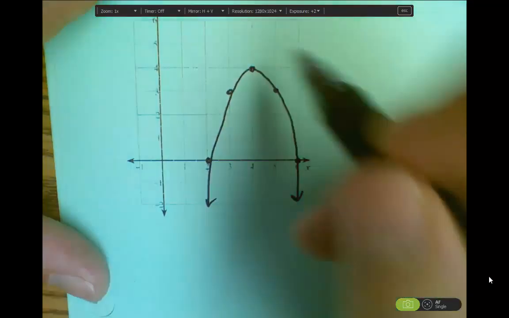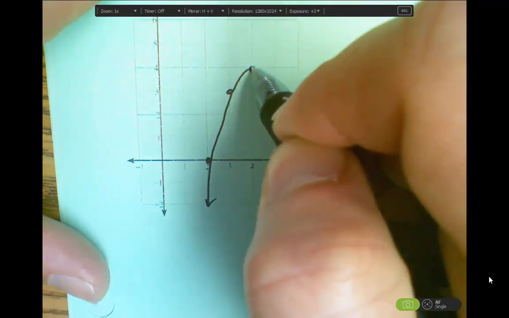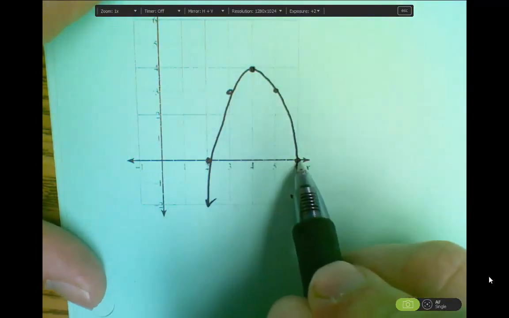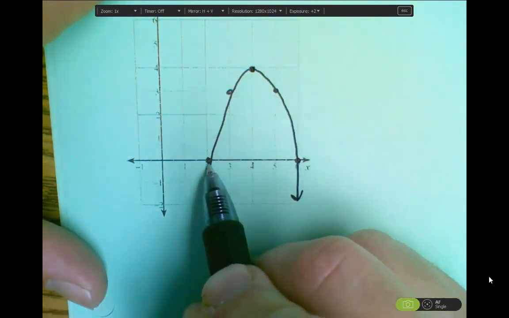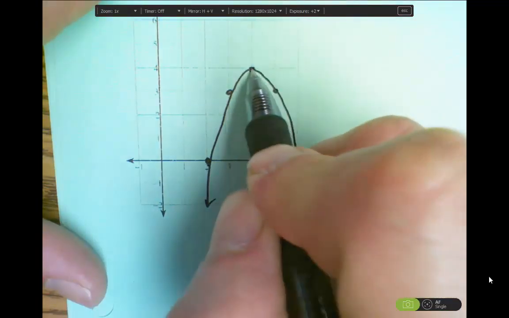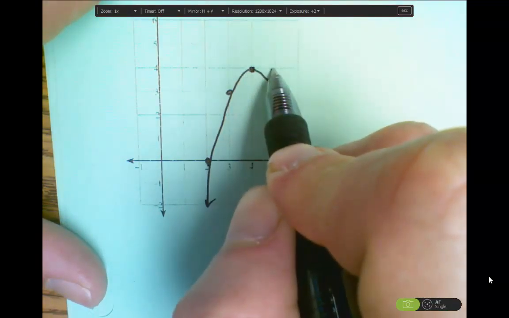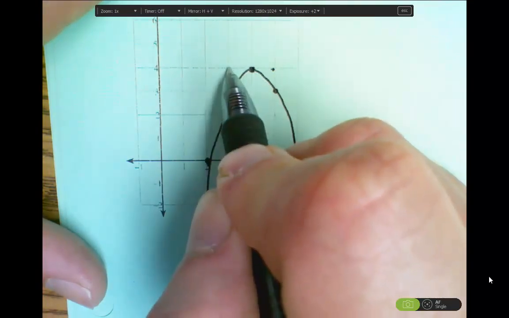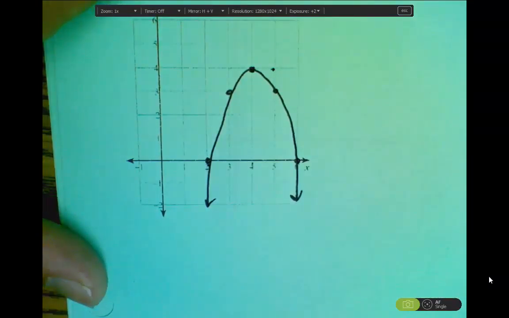So for my graph, I have my vertex at (4, 4). I have my x-intercepts at 6 and 2. And then to get additional points, if I go 1 to the right, 1 squared is 1. If I go 1 to the left, 1 times 1 is also 1.